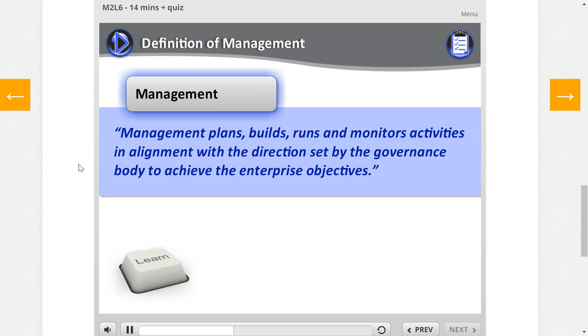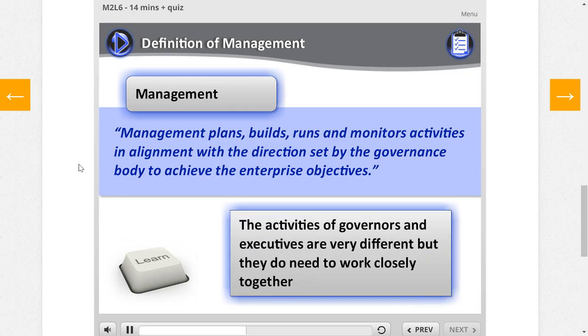You can see from these definitions that the activities of governors and executives are very different, but they do need to work closely together. For example, there must be a flow of information from the governors to the executive that provides direction. The governors need a flow of information from the executives to allow them to monitor whether the executives are delivering the objectives set for the enterprise.